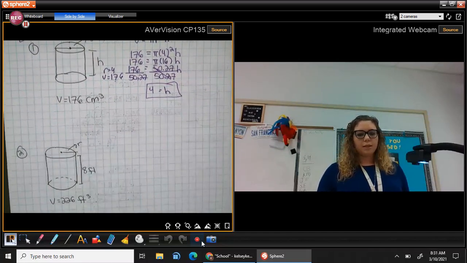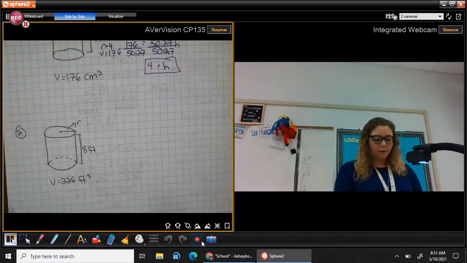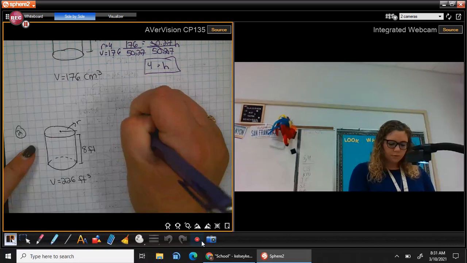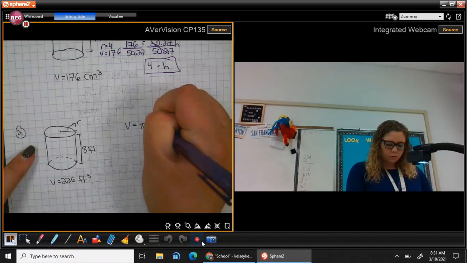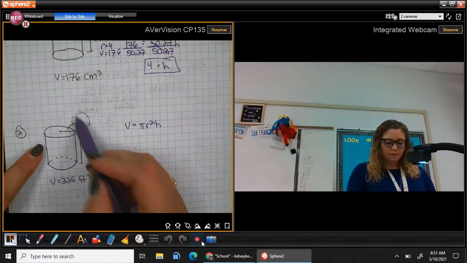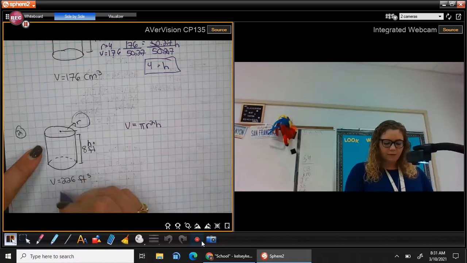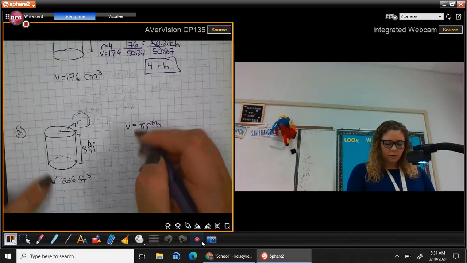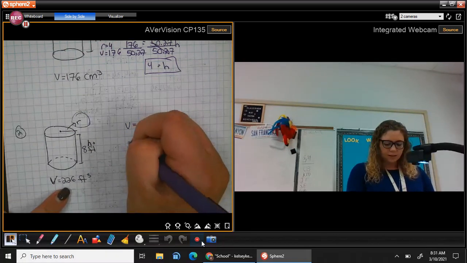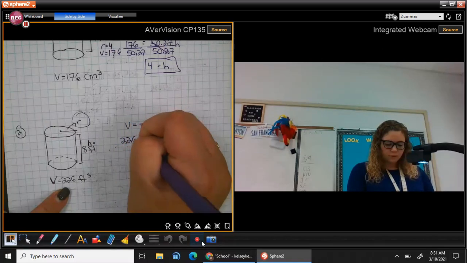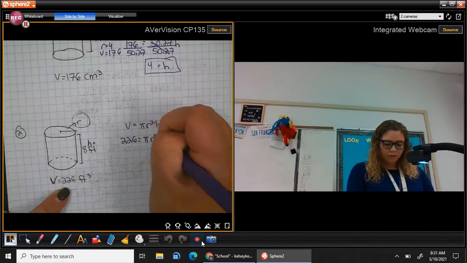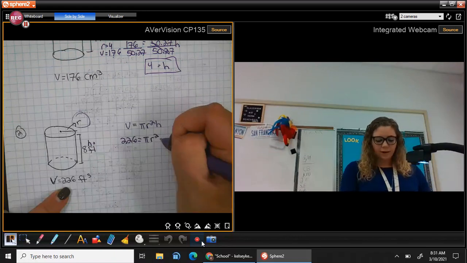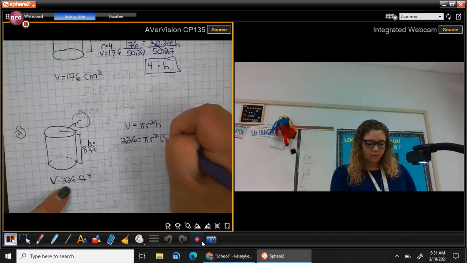So let's do this next one. Again, I'm going to write my formula. This time we're trying to find my radius. We have my h and we have my V. So we're going to plug those values in. So 226 in for V. We don't know r squared, so keep that square right there, and then my h is 8.